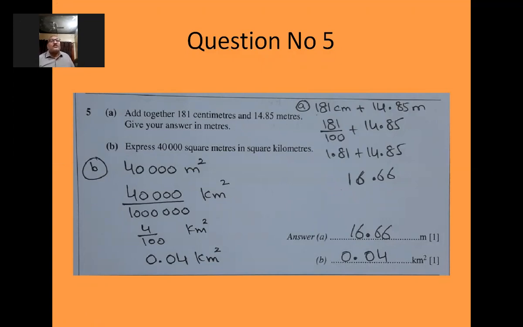The next question is express 40,000 square meters in kilometers. If you want to convert square meters into kilometers square, you have to divide it by 1,000,000. So here you can see I have divided. So 1, 2, 3, 4, the 4 zeros will be cancelled. So you are left with 4 by 100, and that will be 0.04 kilometers square. So that is question number 5.